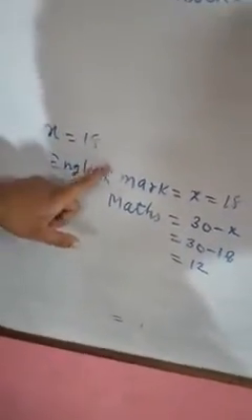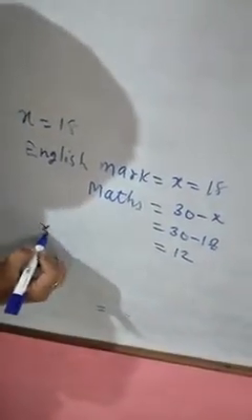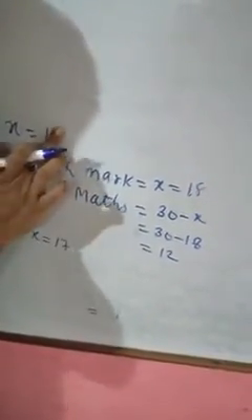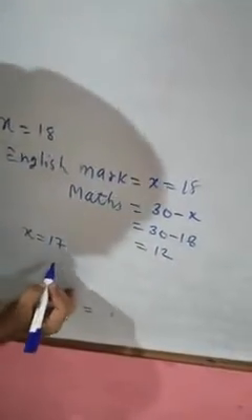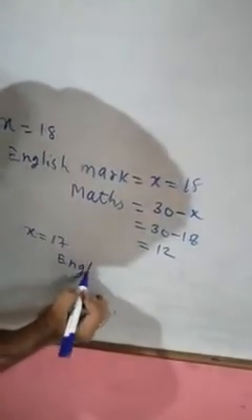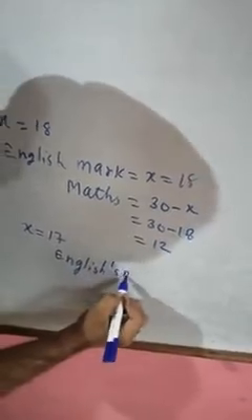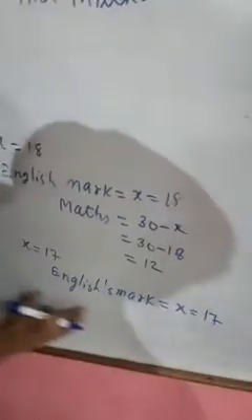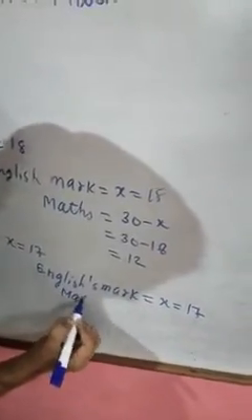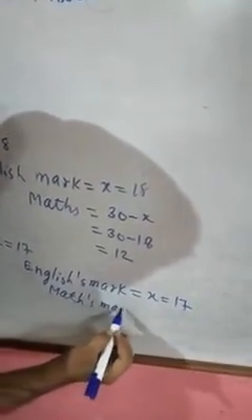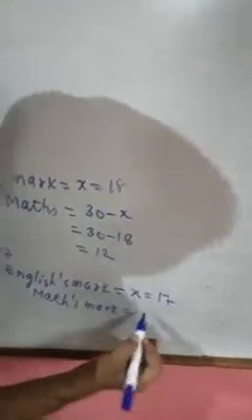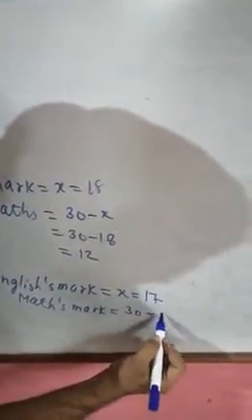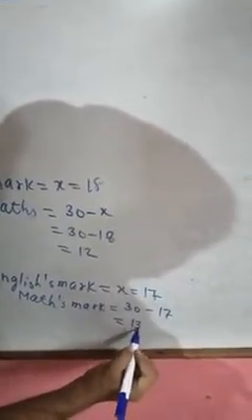If x is 18, we get that; if x is 17, then the condition will be different. Here the English marks will be 17, because the x value is 17, and the maths marks will be 30 minus 17 equal to 13. As we have positive values, we have to consider both the answers.